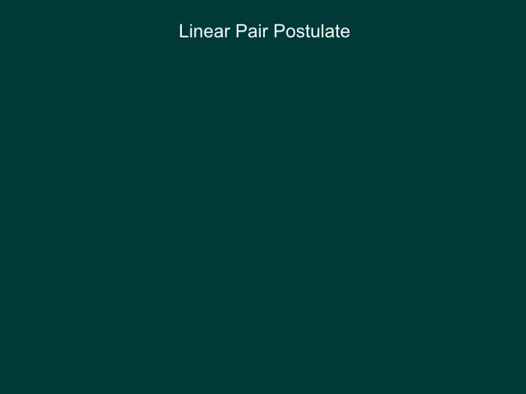Let's look at the particulars of what the linear pair postulate is. First of all, in order to use this postulate, we need to know what a linear pair is. A linear pair is a pair of adjacent angles, but not just any old adjacent angles. These are adjacent angles that have two non-common sides, and so this side right here and this one over here form a line. It's a pair of angles where the non-common sides form a line. Now the common side would be this one right here.